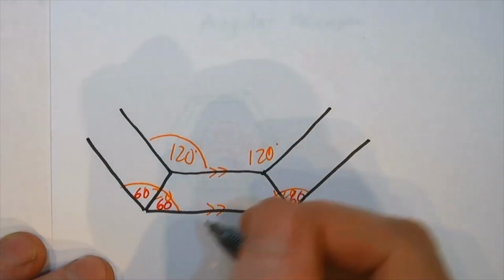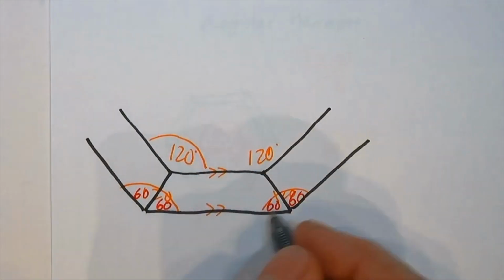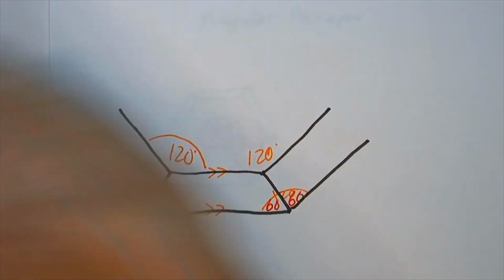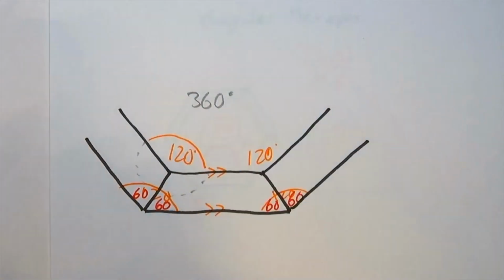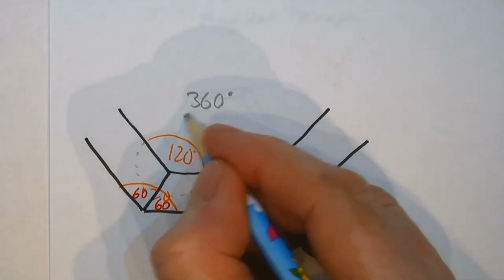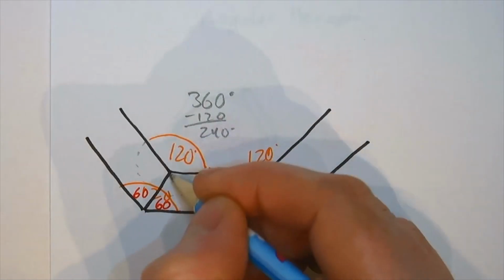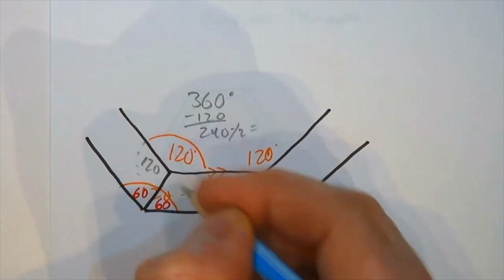What about over here? Wait a minute. Can I do the Z? Not quite. But how am I going to describe this? What's left over right here? All the way around a circle is 360. So 360 take off 120 leaves you with 240. This is 240 degrees. Cut down the middle, 240 cut in 2 is 120.